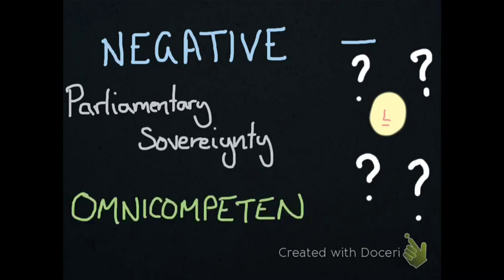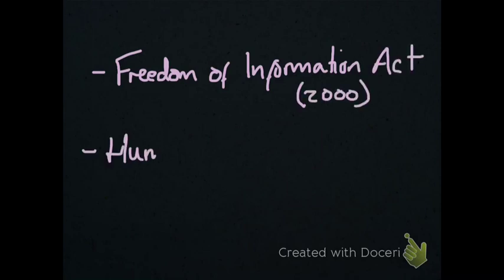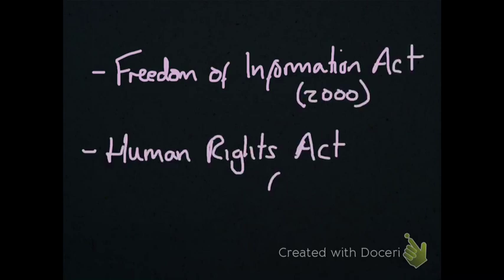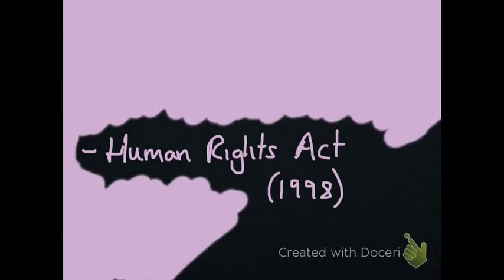Rights in the UK could technically come and go with ease due to parliamentary sovereignty, because Parliament is defined as omnicompetent and therefore can pass any law that it wishes. As a result, the Labour government, elected in 1997, introduced two new measures, the Freedom of Information Act 2000 and the Human Rights Act 1998.